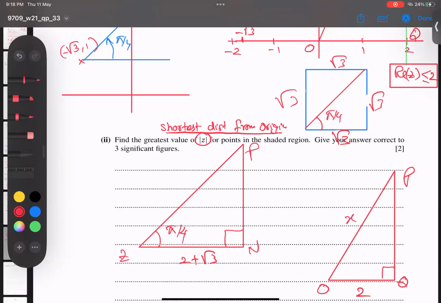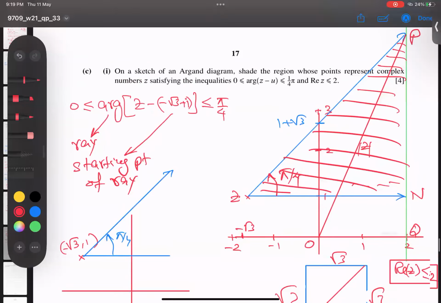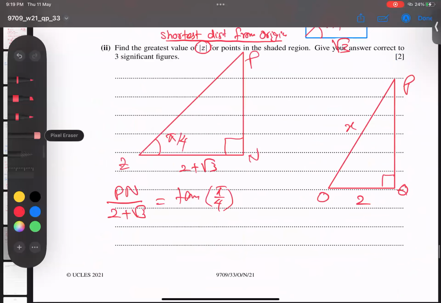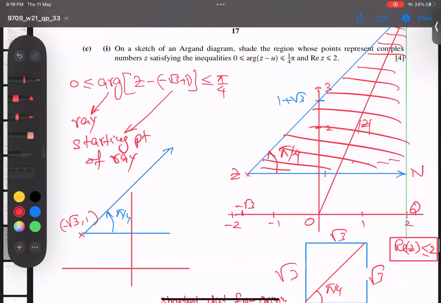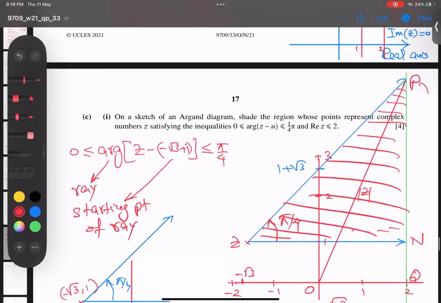So I think you can get PN from here. What is the PN? Opposite by adjacent gives you tan pi by 4. Oh, sorry, we have already this one. Okay, the bigger one we don't have. So let me recheck. Opposite by adjacent: this is root 3, this is 2. Yeah, correct. So this is tan pi by 4, which is 1. So multiplied there, PN is also 2 plus root 3. So my question, what is this gap? This gap is 2 plus root 3.